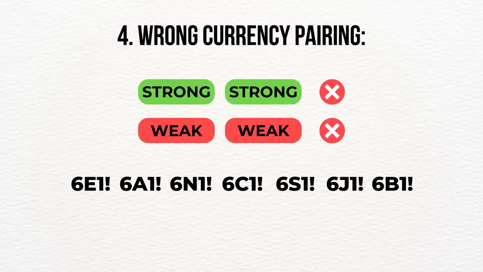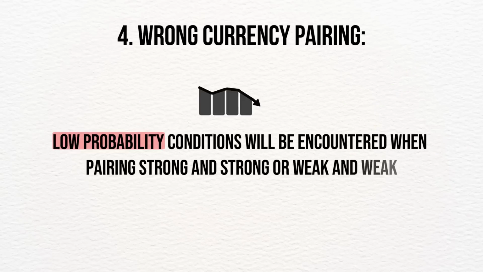And if you don't know how to utilize them, you can check out my previous video right here, linked at the top right. It is an absolute game changer. You should not skip out on this piece of knowledge. It will drastically improve your win rate. But you need to understand that low probability conditions will be encountered when pairing strong and strong or weak and weak. So let's look at some examples.